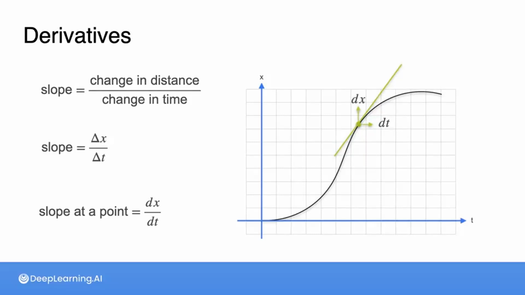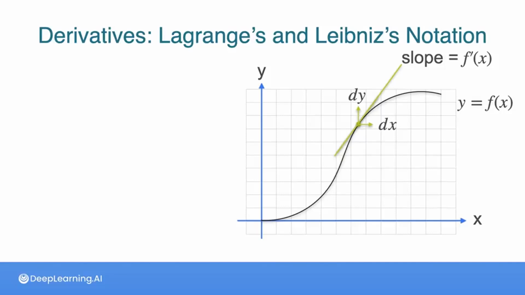Now dx over dt represent infinitesimal changes in the x direction and in the t direction. So that's one way of writing the derivative, as dx over dt. Now, in general, we're going to have x as the horizontal axis and y as the vertical axis. So the derivative is going to be called dy over dx instead. So here's some notation. Let's say that your function is called f of x, and that's y. So y is f of x.